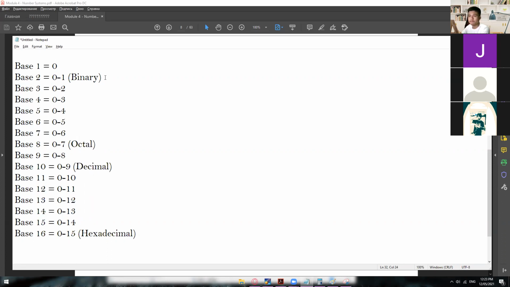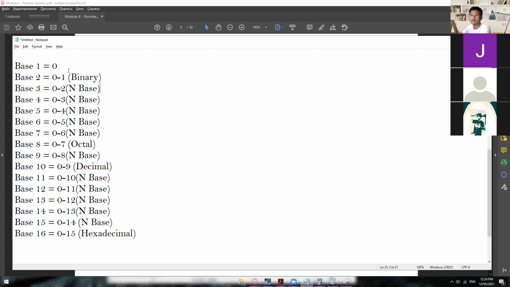Okay, so we only have four to be exact: binary, octal, decimal, and then hexadecimal. And then the rest are called n base. Okay, so why n base? Because this n is representing its base itself. So this one is 15th base, 14th base, 13th base, 12th base, 11, 10, 8, 6, 5, 4, 3, 2, and then 1. Okay, so those are the n bases that we are calling. And then the others, they have their own names: binary, octal, decimal, and hexadecimal.